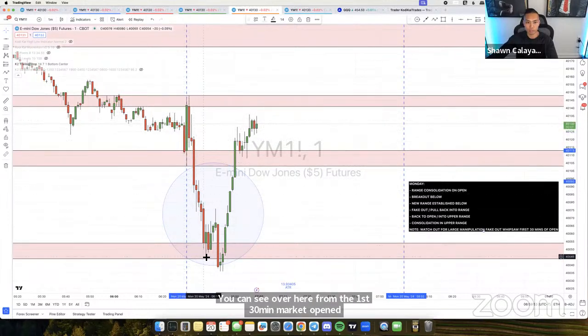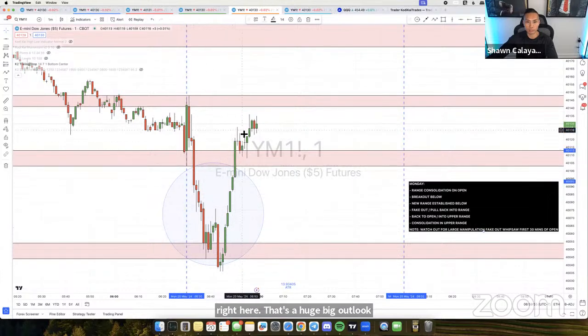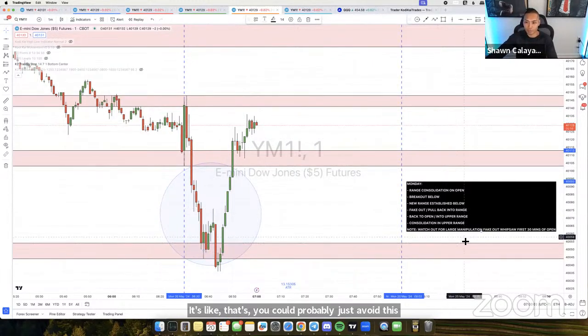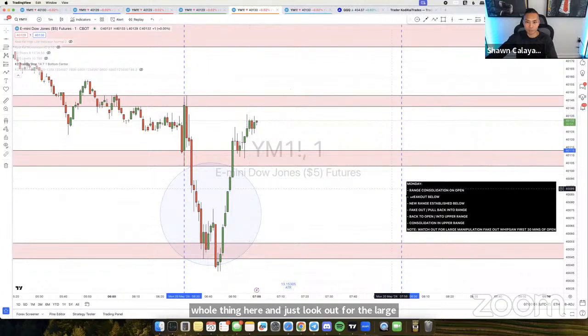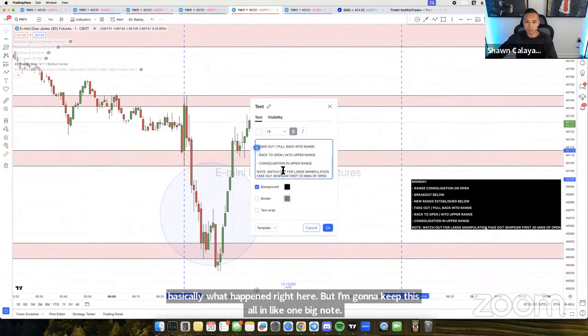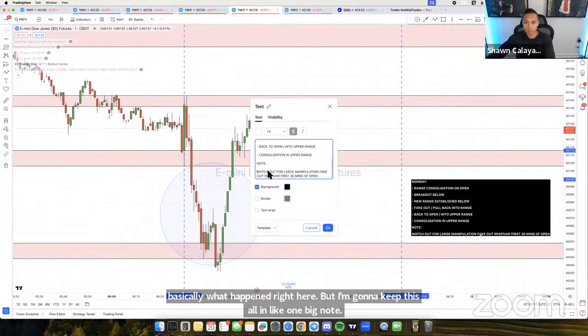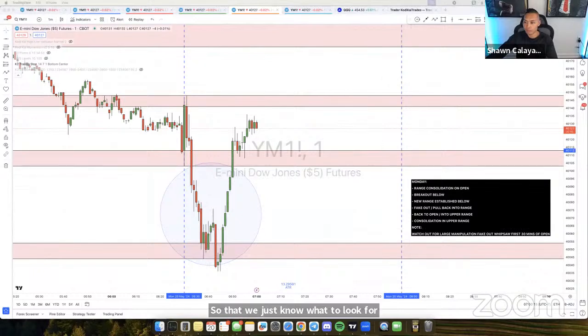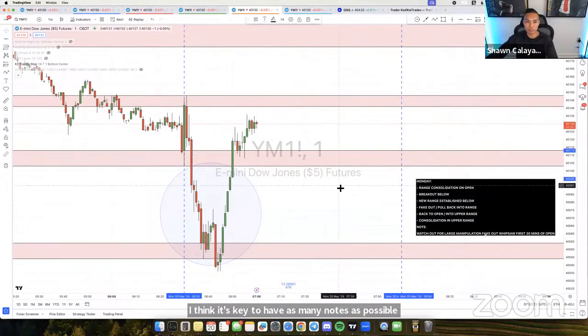So price came down here, it whipsawed down at this lower end and it shot back into the range. You could probably just avoid this whole thing here and just look out for the large manipulation fake out whipsaw. That's basically what happened right here. But I'm going to keep this all in one big note so that we just know what to look for. I think it's key to have as many notes as possible because it doesn't hurt to anticipate what's going to happen for tomorrow. Because this is probably what's going to happen again tomorrow.